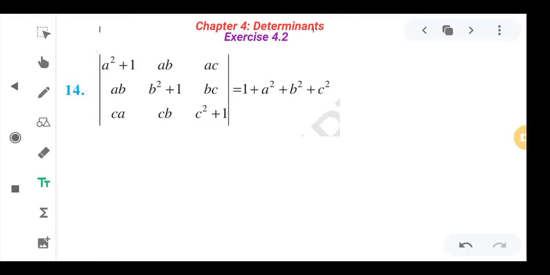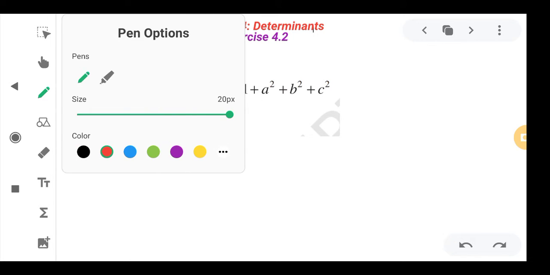Hello students, this is the question of chapter 4 determinant exercise 4.2. Basically, we have to prove that left hand side is equal to right hand side. Okay, so we'll see this question.